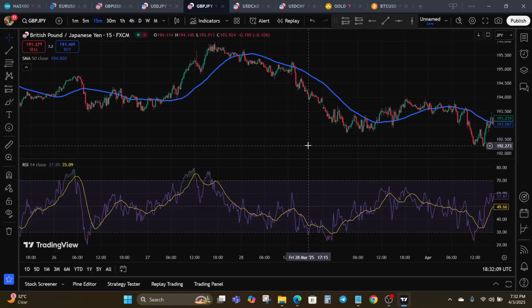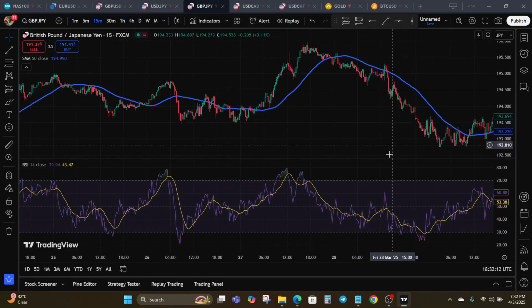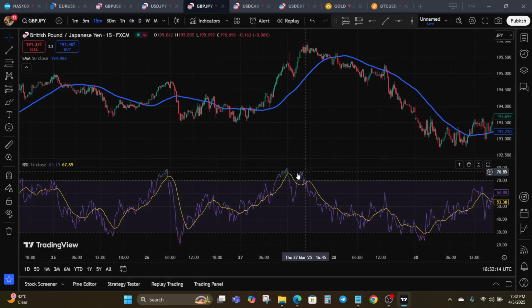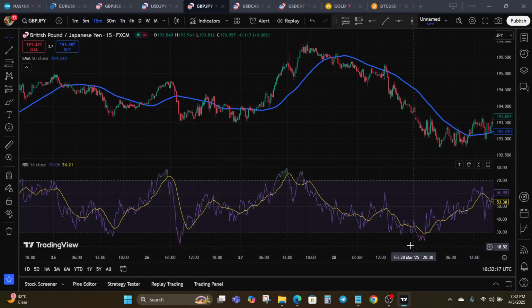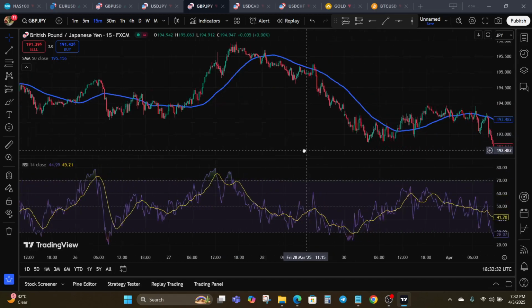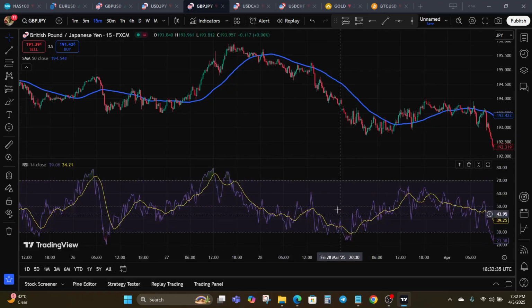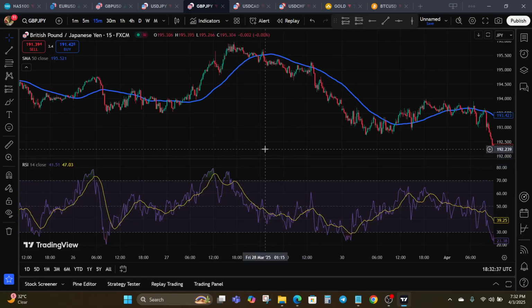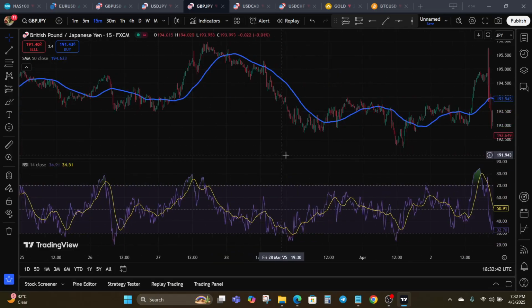The second step is to confirm entries with the RSI. The RSI helps us identify overbought and oversold conditions. If the RSI is below 30, the market is oversold and we look for buy opportunities. If the RSI is above 70, the market is overbought and we look for sell opportunities. However, just because the RSI hits these levels does not mean that we enter immediately. We need additional confirmation.